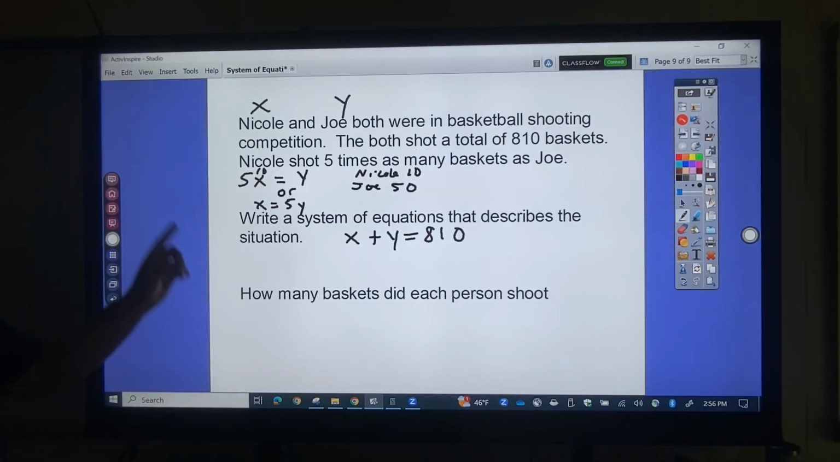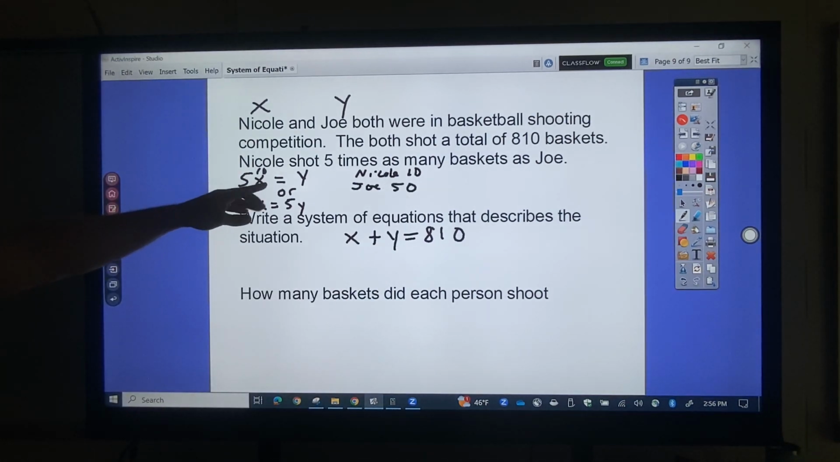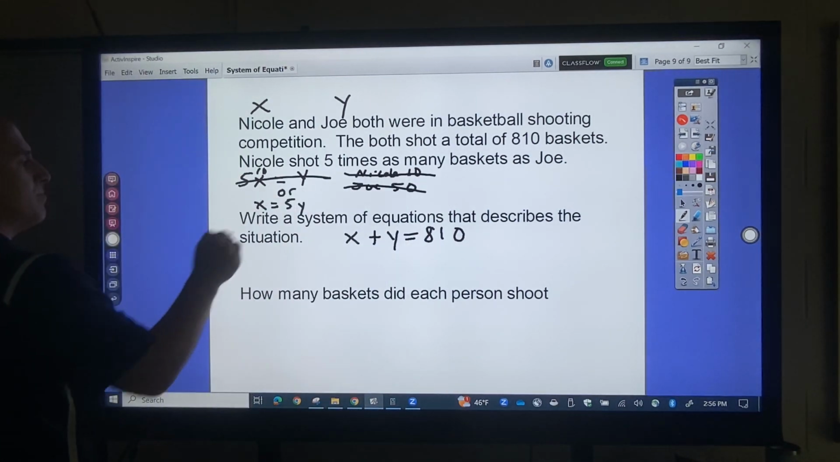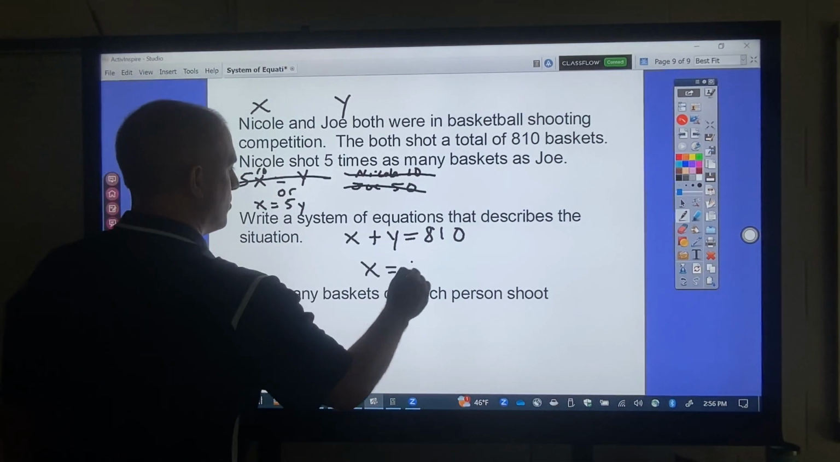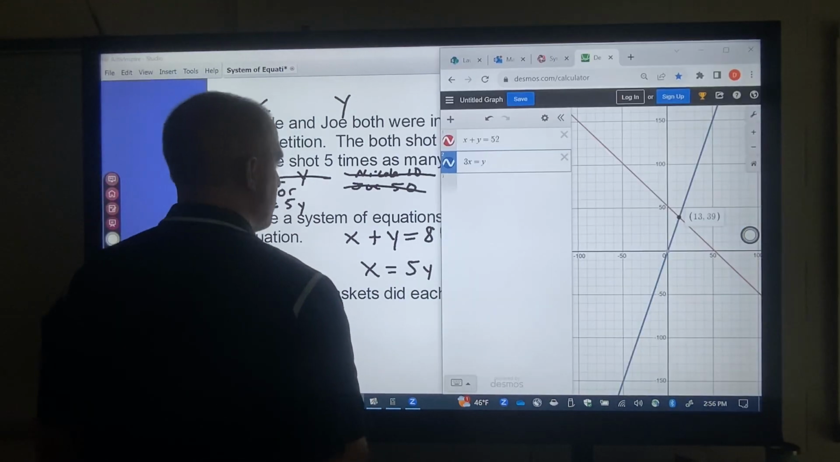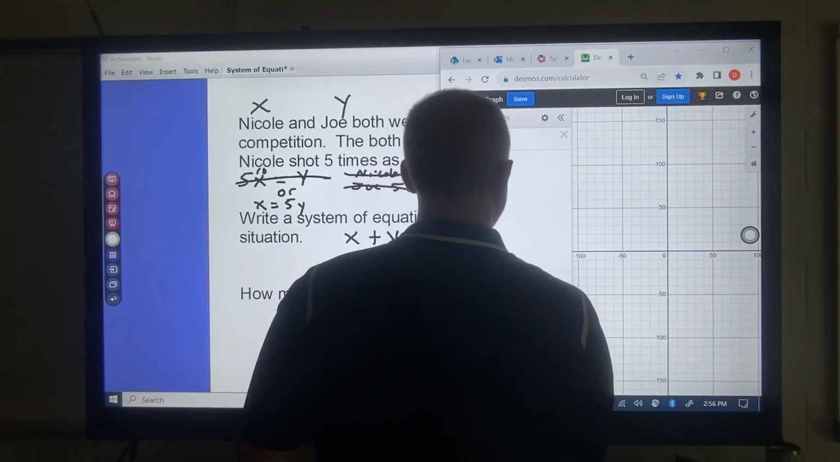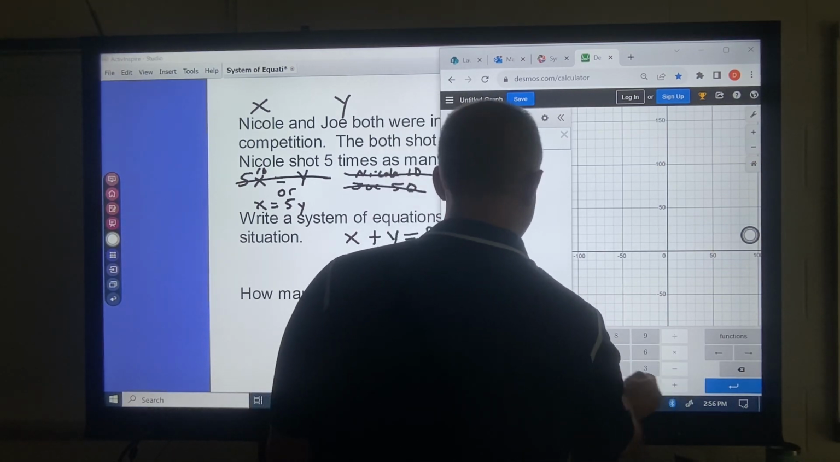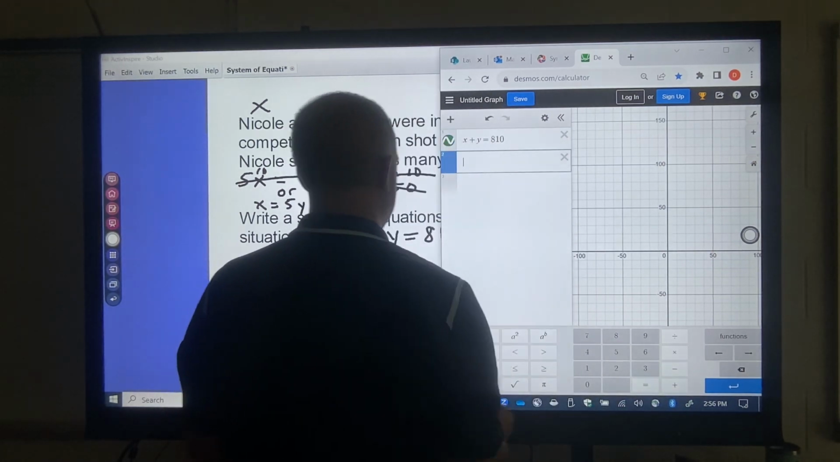All right, so it says Nicole shot 5 times as many. Well, that's lower, so that's not the one I want. This would be the one I want. So X equals 5Y. You can also just put the thing in there and see how it goes, okay, and see if the final answer makes sense, because that's fine as well.